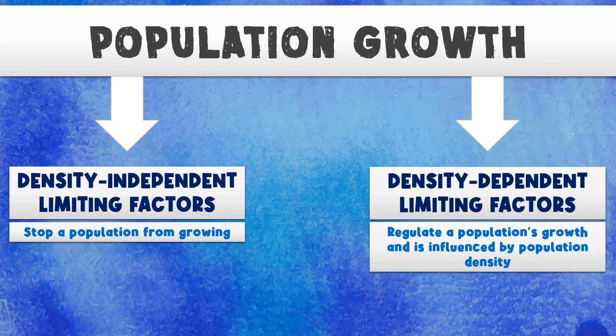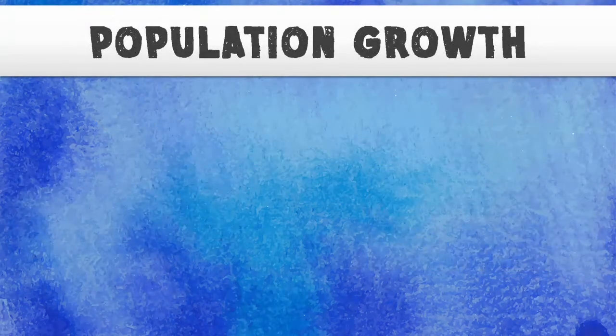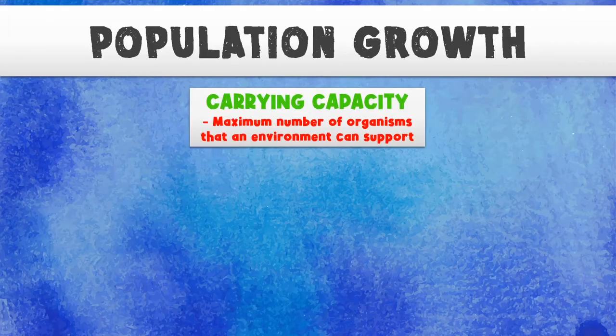Second, density-dependent limiting factors. These are the factors that regulate a population's growth and are influenced by population density. This also comes into play when a population reaches a certain number of organisms. In population growth, there is what we call carrying capacity. Carrying capacity is the maximum number of organisms that an environment can support.